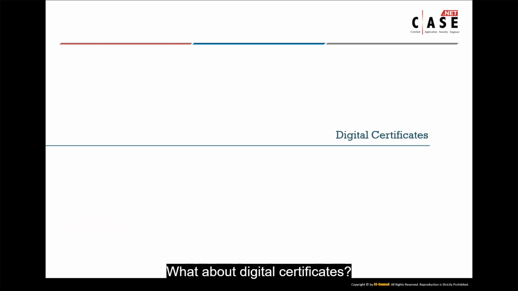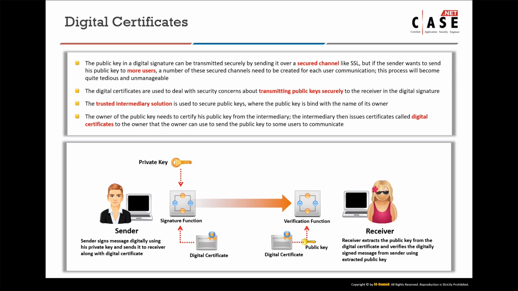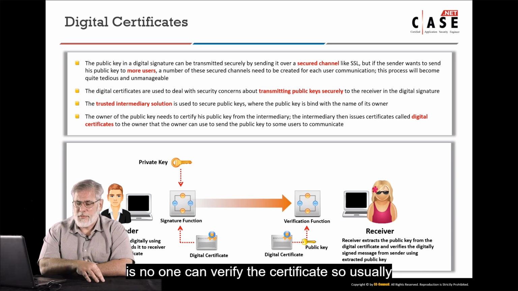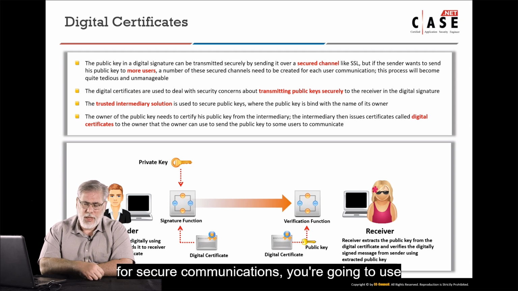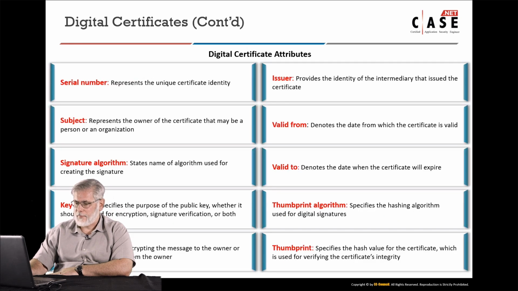What about digital certificates? First of all, I keep saying that you can distribute your public key to everyone. How do you do that? The most common way to do it is your public key is placed into a digital certificate. Now, certificates can be issued by a certificate authority, DigiCert, VeriSign, companies of that sort, or they can be self-signed. The problem with self-signed is no one can verify the certificate. So usually for secure communications, you're going to use third-party authenticated digital certificates.